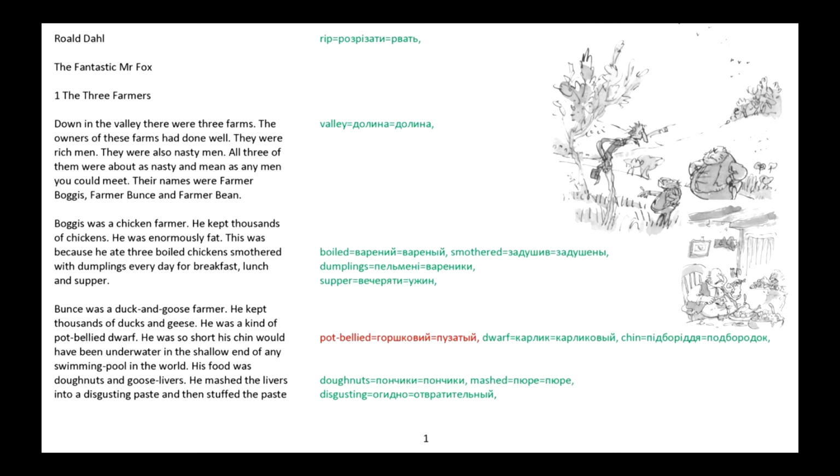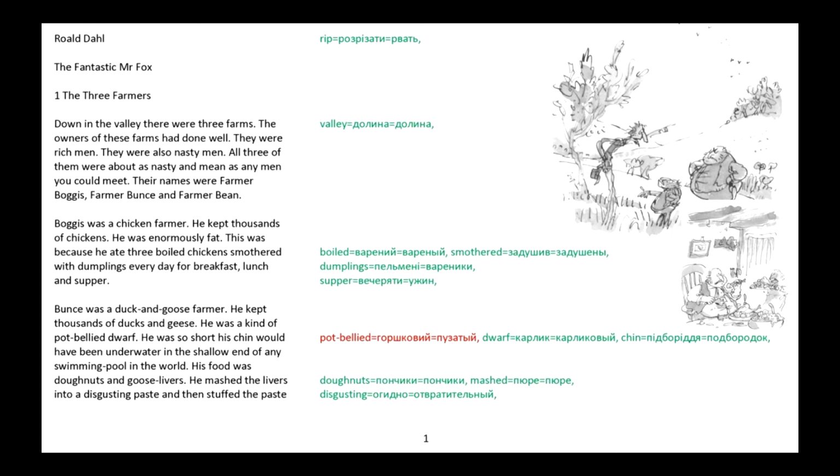Bogus was a chicken farmer. He kept thousands of chickens. He was enormously fat. This was because he ate three boiled chickens smothered with dumplings every day for breakfast, lunch, and supper.